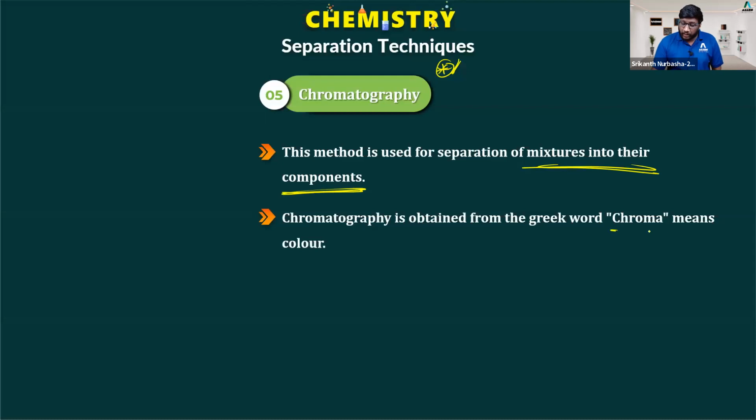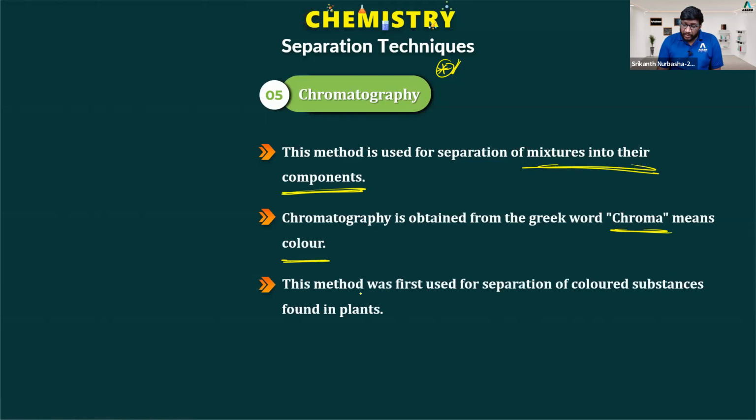Chromatography is obtained from the Greek word chroma. Chroma means color. Earlier, this was used to separate mixtures of compounds which are actually colored. That is why the name is still in existence. This method was first used for separation of colored substances found in plants. As I have told you, it was first used to separate colored substances.